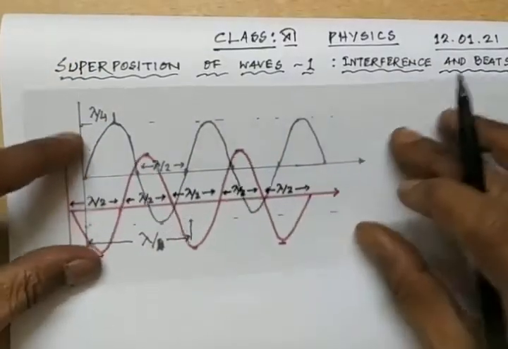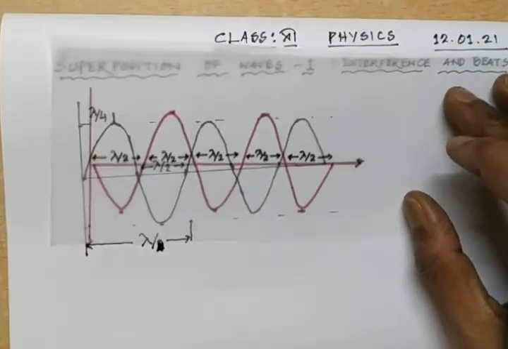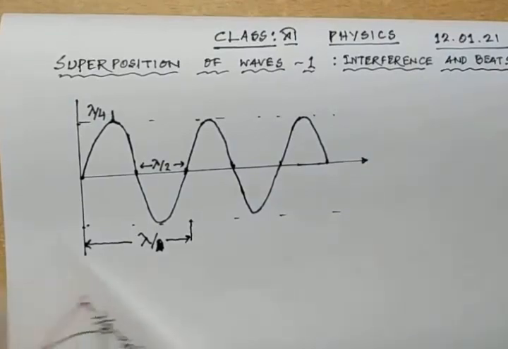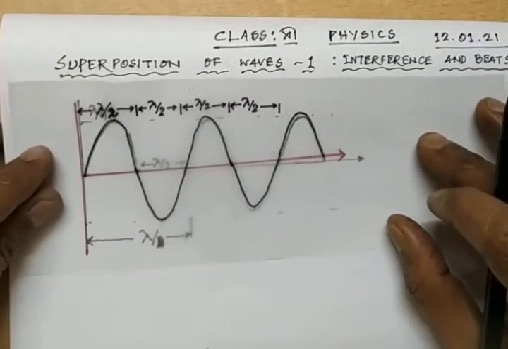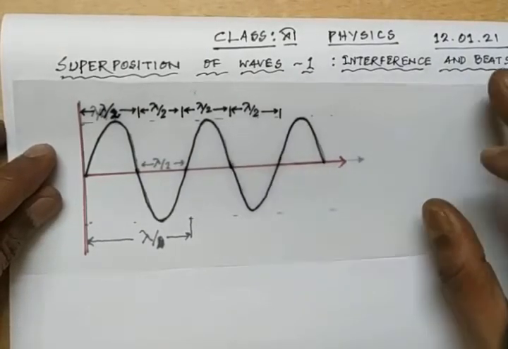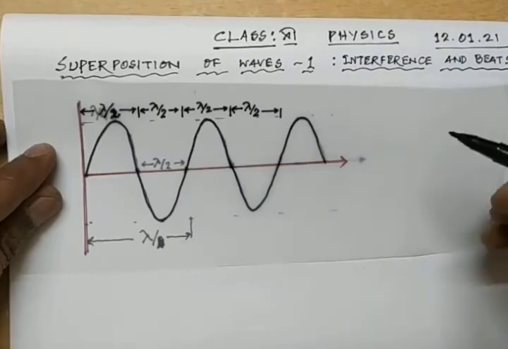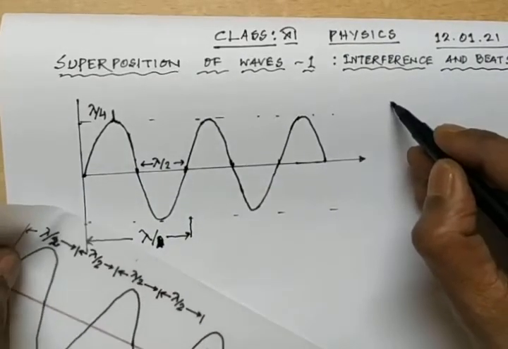See how it goes. First of all, when the two waves fall on each other like this, it is called in phase. Remember, this type of thing is called in phase.